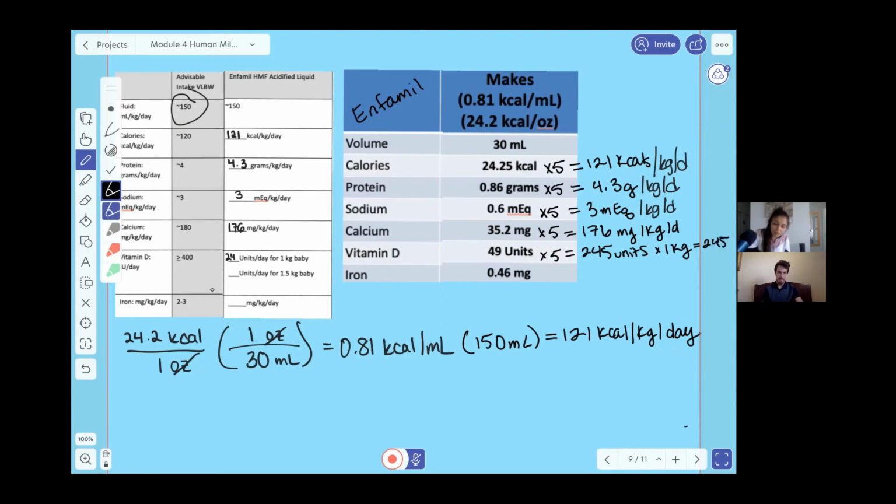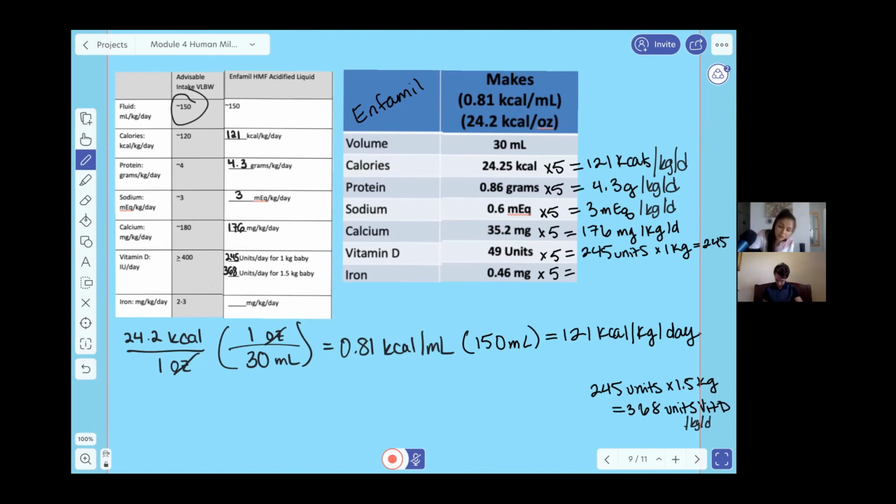However, if we want to find out the amount of vitamin D for a 1.5 kilogram baby, we're going to multiply our 245 units. We can do it down here in the bottom right corner: 245 units times our 1.5 kilogram baby, and that is going to give us about 368 units of vitamin D. And then lastly, we have our iron. We're going to multiply it times 5, and that's going to give us about 2.3 milligrams per kilogram per day.